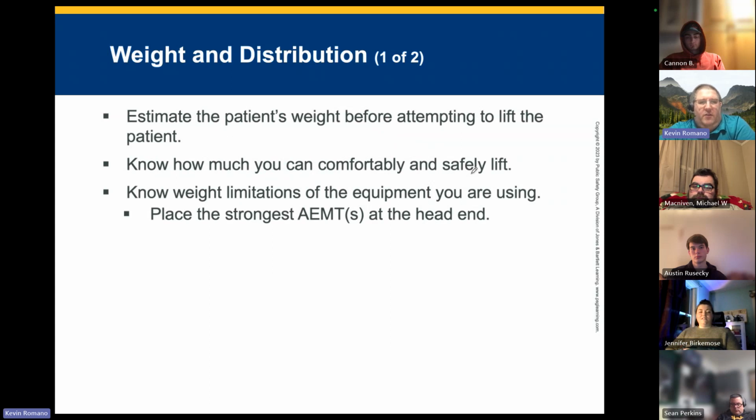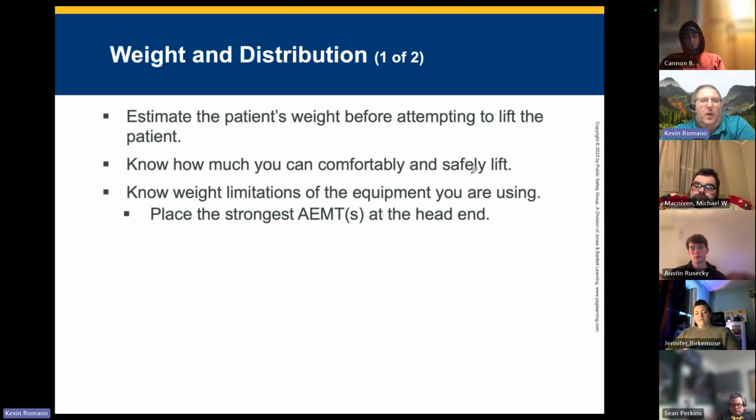So weight and distribution. So estimate the patient's weight before attempting to lift the patient. At this point in time, I do not care about kilograms. Right. Patient weighs roughly 250 pounds. We'll convert it later in the ambulance for medication administration, right? Patient weighs about 250.